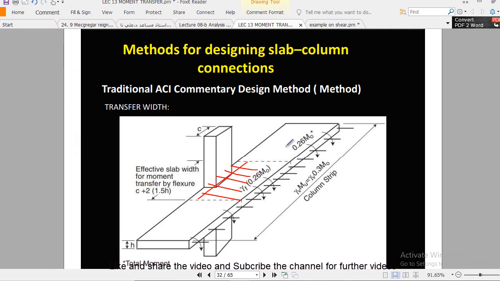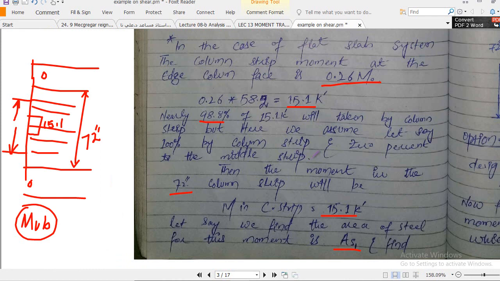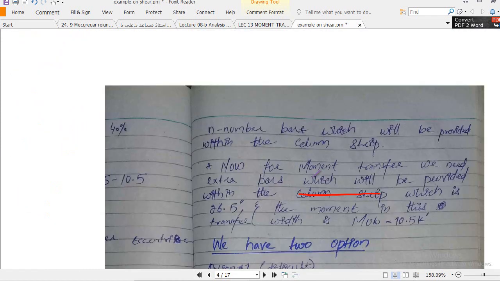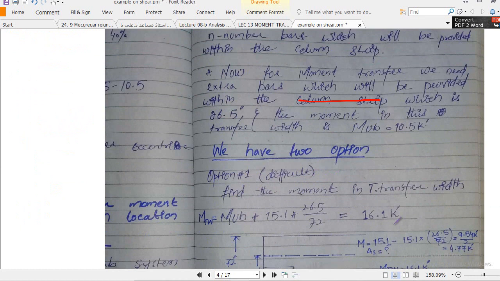But one thing you must remember is that this 0.26 moment is also already acting in this effective column strip width. So we have to subtract this moment from the Mub, because we already designed the reinforcement for this moment. You see the procedure right now. We have two options. We have two options to go forward.